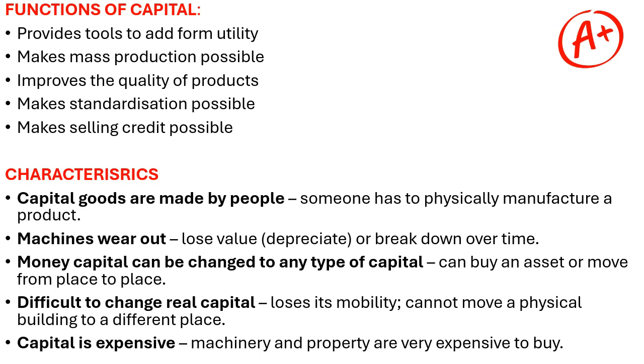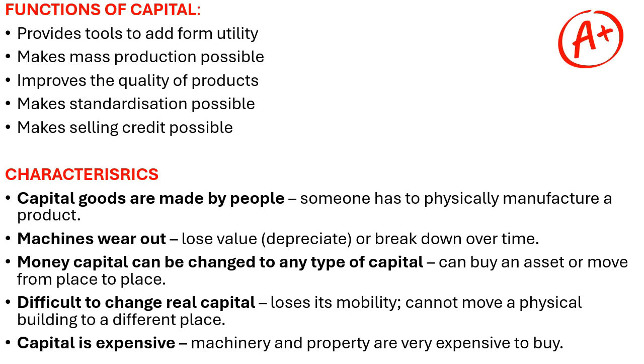And fifthly, guys, it makes selling credit possible. Remember, what is to sell credit? Credit is sold by financial institutions to other organizations or to people. So when you go to ABSA, when you go to Capitec, when you go to FNB to borrow money, ABSA, FNB or Capitec, they are selling credit to you.